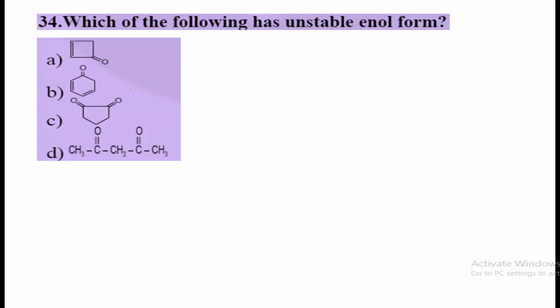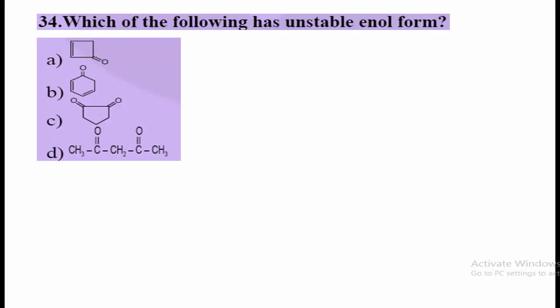34th, which of the following has unstable enol form? So these are the ketonic forms, and you know, if the compound consists of alpha hydrogen atom, then it will form keto-enol forms, which is known as keto-enol tautomerism. Among these four, which one is having unstable enol form?